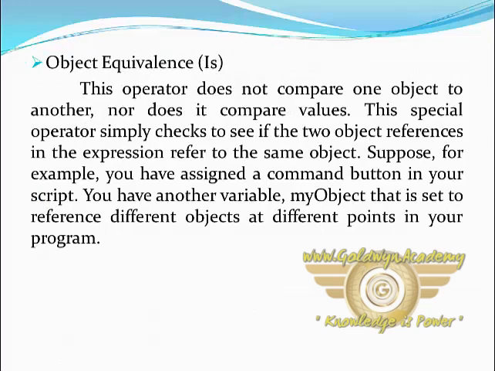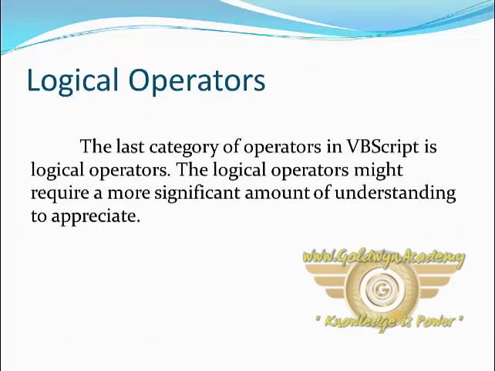Object equivalence. This operator does not compare one object to another, nor does it compare values. This special operator simply checks to see if the two object references in the expression refer to the same object. Suppose, for example, you have assigned a common button in your script. You have another variable, my object, that is set to reference a different object at different points in your program.